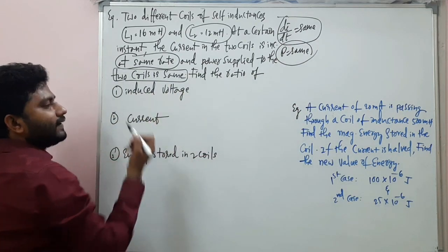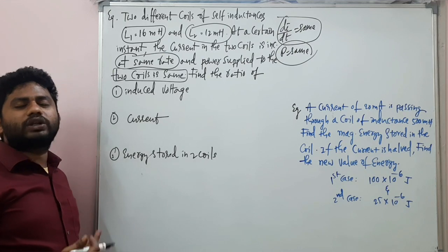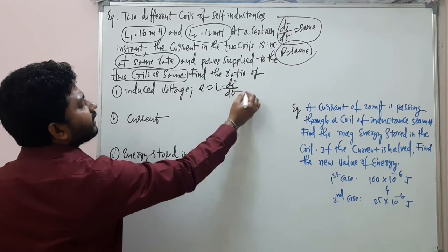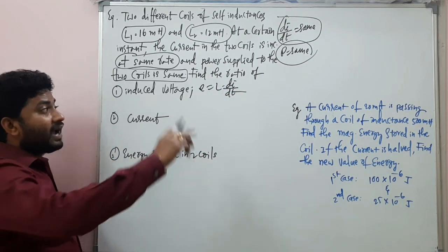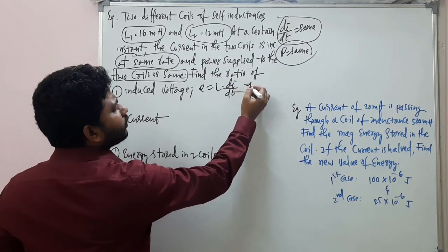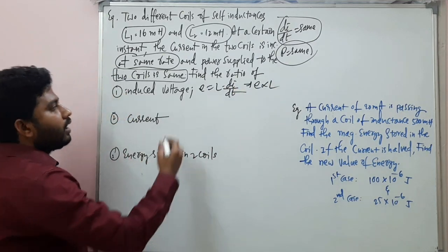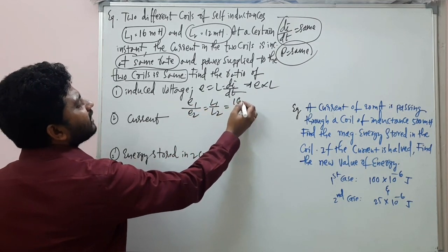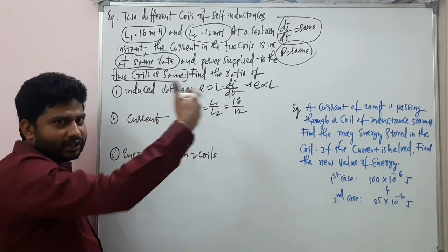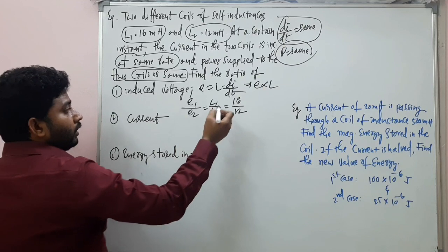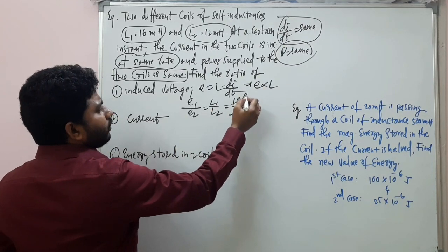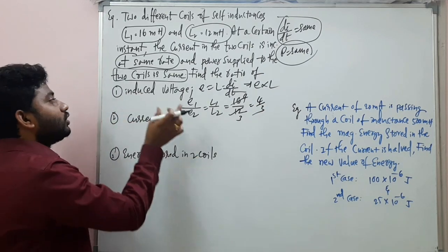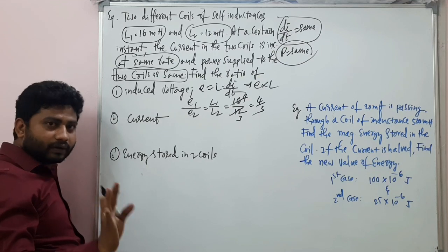Find the ratio of induced voltage. Induced voltage is induced EMF, and we have the formula of induced EMF, E is equal to L into di by dt. As di by dt is constant, I could write E is directly proportional to L. From here, E1 by E2 is L1 by L2, which is 16 millihenry by 12 millihenry. Millihenry cancelled, right? And it is 4 4s and 4 3s, and your answer is 4 by 3. This is the ratio of induced voltages, right?